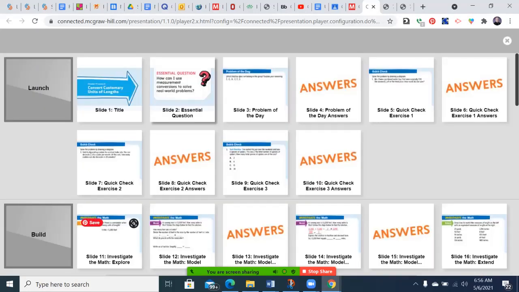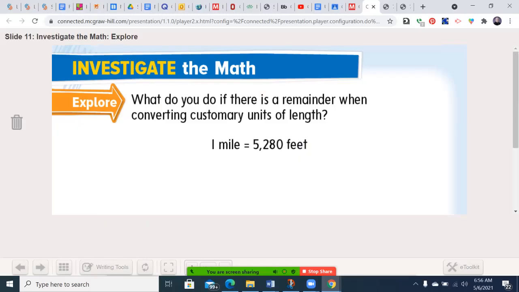Let's get into the investigation part. What do I do if this is not in your book yet? What do you do if there is a remainder when converting customary units of length? Well, it depends. I could go with a fraction or decimal. Like if I knew a mile was 5,280 feet and I had 5,282 feet, I could say 1 mile and 2, or I could say 1 and 2 over 5,280. Or I could just say I have 1 mile, 2 feet. So you have options, and which option you use is going to depend on the situation.